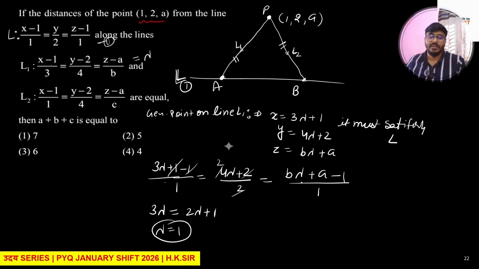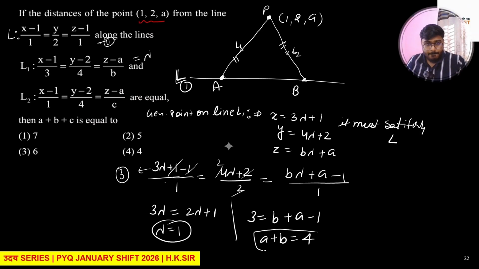If λ is 1, put λ here. So this is 3λ, so this is 3 only. From first and third ratio, 3 equal to b + a − 1. So a + b equal to 4. A + b equal to 4.